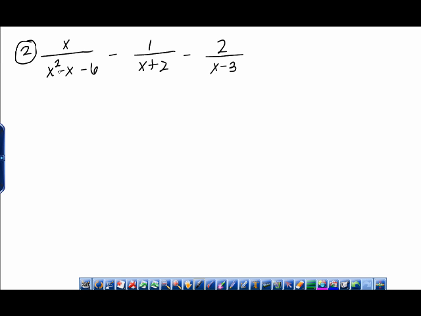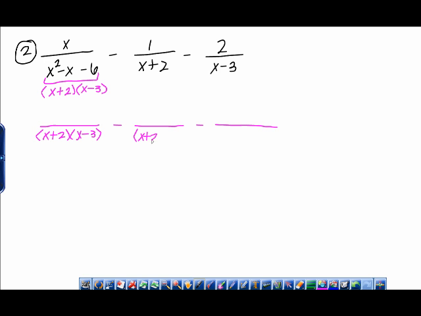Well, the nice thing, and this almost always happens when you have 3, this one right here does factor. I'm going to go ahead and write it as x plus 2, x minus 3. Now, you would want to check that, but that almost always happens, and it did happen in this case. Okay? So what I'm going to do is write all 3 expressions in terms of that denominator. X plus 2, x minus 3.